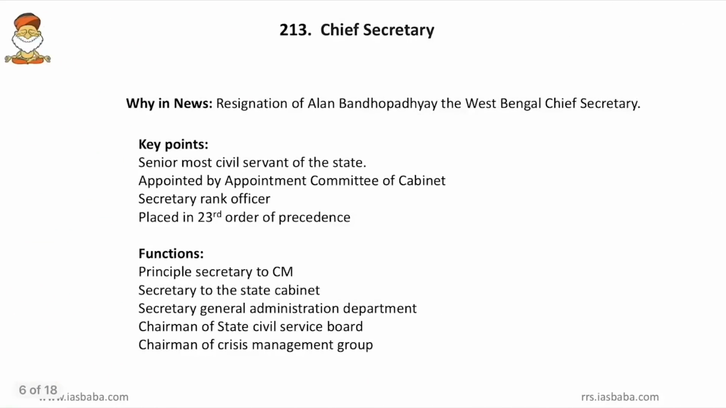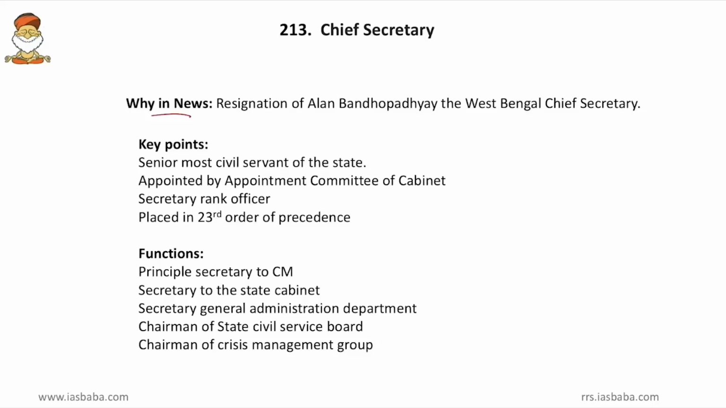Then come to the next, Chief Secretary. So, why was it in the news, friends? It was in the news because the resignation of Mr. Alan Bandyopadhyaya IAS, the West Bengal Chief Secretary, hit the hornet's nest in Center and state politics. And now coming to the key points. What are the key points regarding the Chief Secretary, friends?